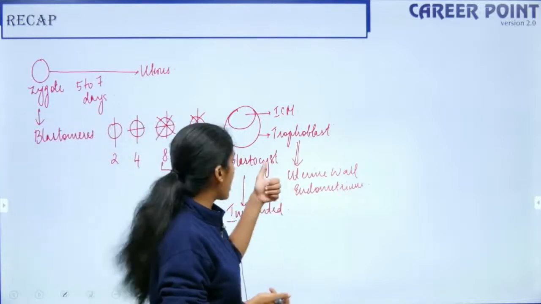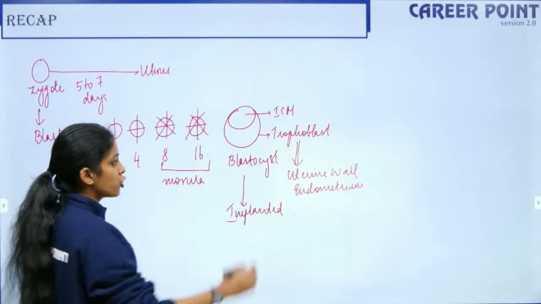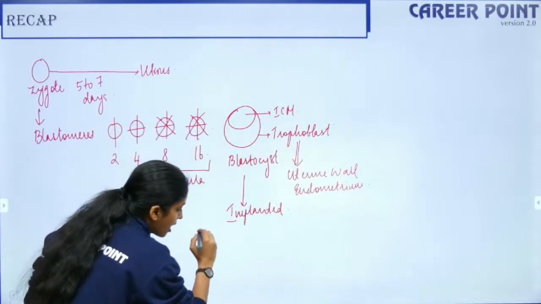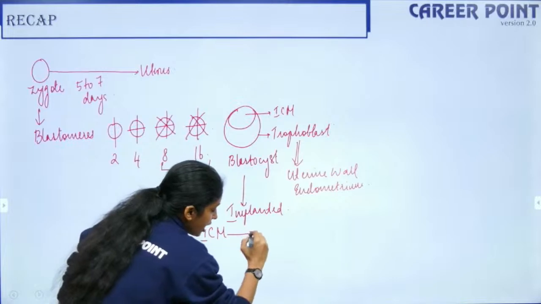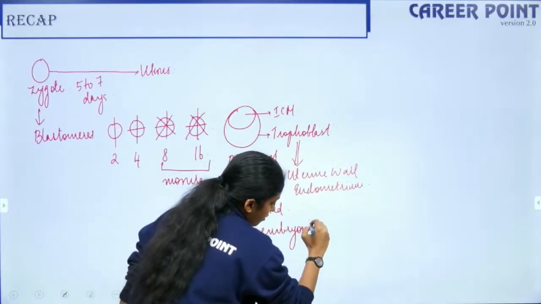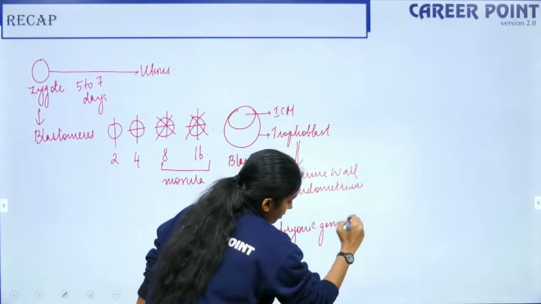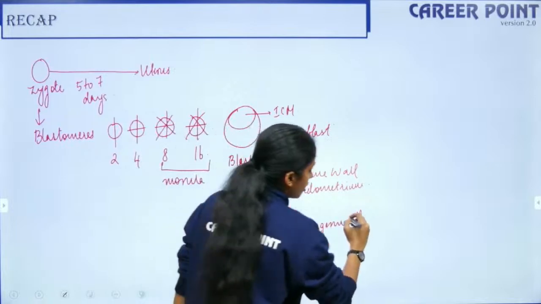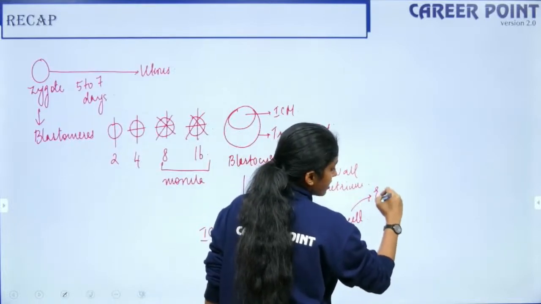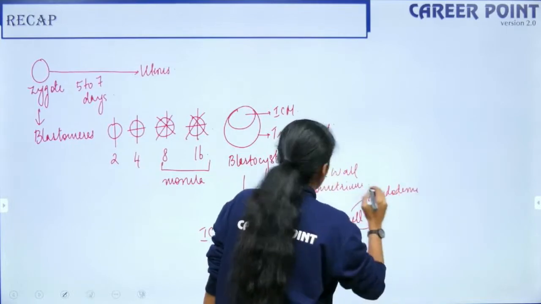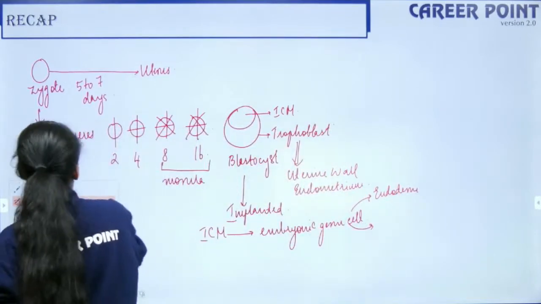Now the embryo gets implanted. The trophoblast helps in implantation and your inner cell mass gets differentiated into embryonic germ layers. So it divides into endoderm. Sorry, the outermost is ectoderm.